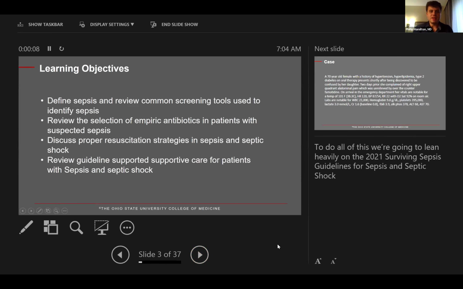So today we'll be going through some objectives. I figured we'd just go through a case and go through a pretty common presentation of sepsis and just review the common screening tools that exist in order to identify sepsis, review empiric antibiotic selection in patients with suspected sepsis, discuss proper resuscitation strategies in sepsis and septic shock, and review a little bit of the controversy regarding how much fluid to give people. And then to do this, we'll be relying pretty heavily on the 2021 guidelines for sepsis and septic shock from the Society of Critical Care Medicine.